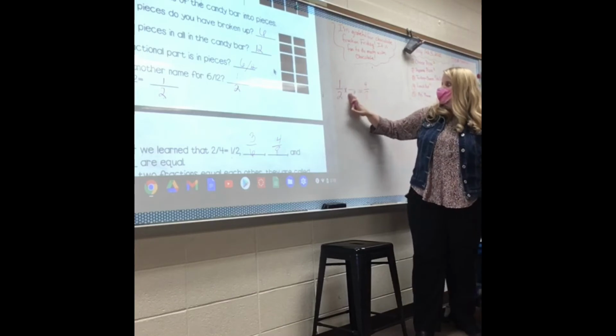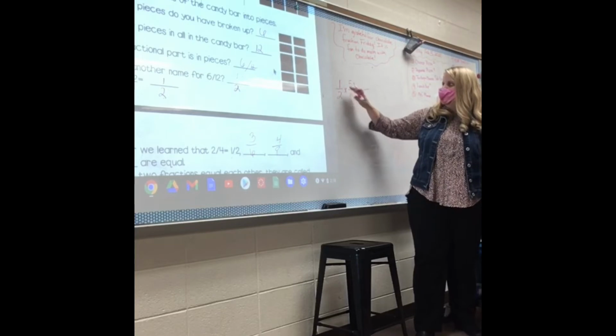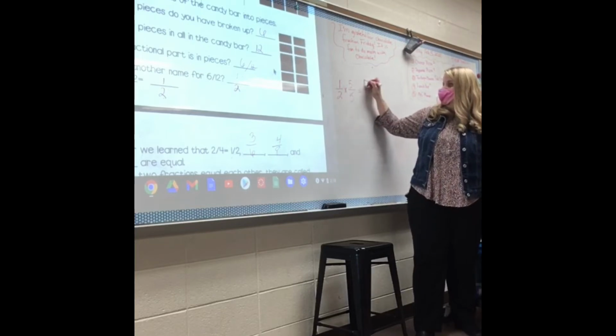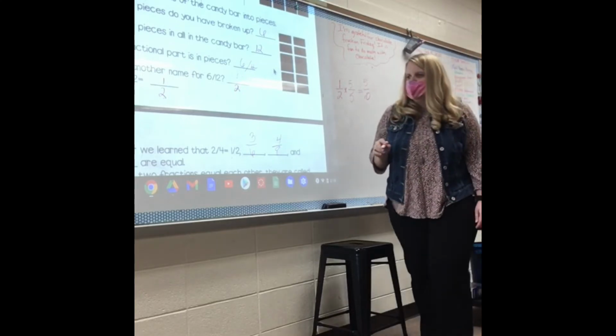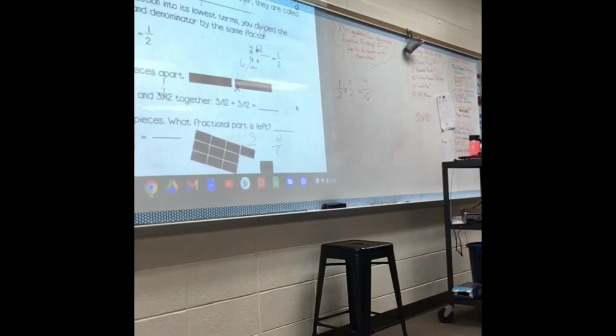Let's do 5 for the last one. Okay? So multiply 5 on the top, 5 on the bottom. 1 times 5 is 5. 2 times 5 is 10. So 1/2 would also equal 5/10. Getting close.